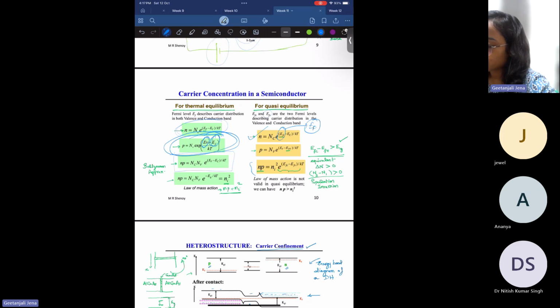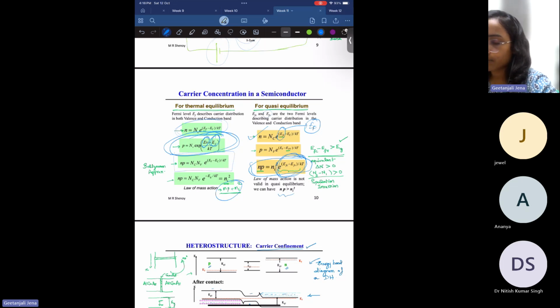If you multiply them, what equation do you get? You get np equal to ni squared, which is the law of mass action, multiplied by a factor, e to the power (EFC minus EFV) by kBT. So you can see at thermal equilibrium we have np equal to ni squared, but when we move from equilibrium to a biased state, we have np equal to ni squared with this exponential factor. So as I said, the law of mass action is not valid out of thermal equilibrium.